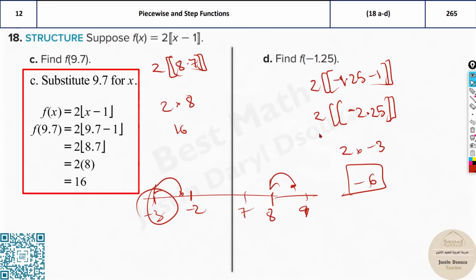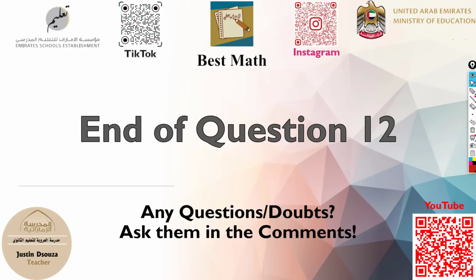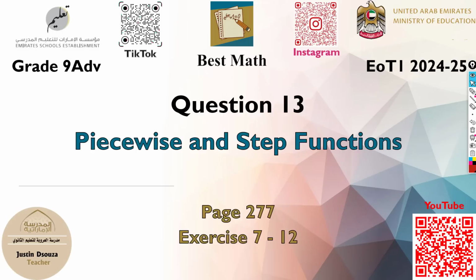16 and negative 6, you can see this. And that is the end of question 12. A very easy one. Just remember the rule for the step function. You always have to go to the previous integer. For positive numbers, just see the whole number before the decimal point, whereas for negative numbers, it is the previous integer value. Question 13 is graphing step functions.